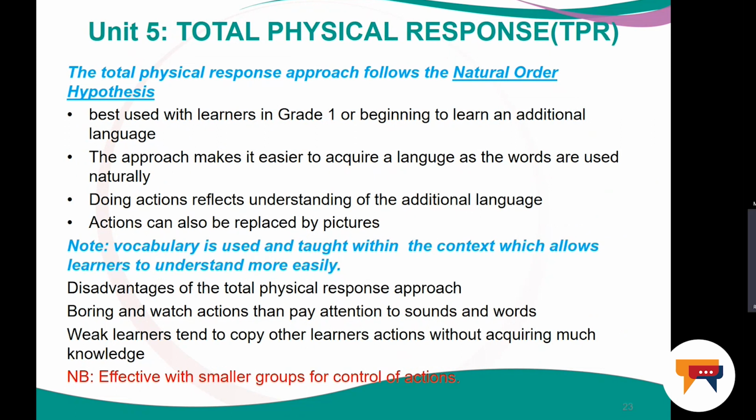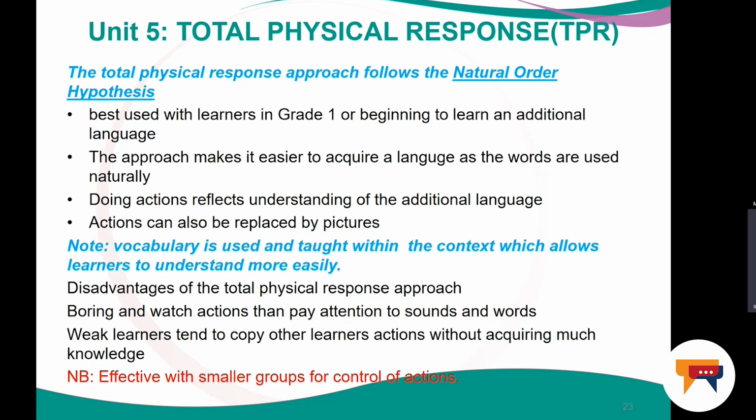But let's look at this. The total physical response approach follows the natural order hypothesis. Please understand these approaches. Usually we use it in grade 1. When they're in grade 3, if they have acquired the language, why? It's used when the language is new. The approach makes it easier to acquire language as the words are used while doing actions. Vocabulary is used and taught within context, which allows learners to understand more easily.